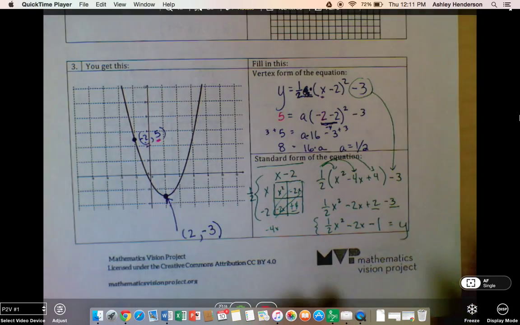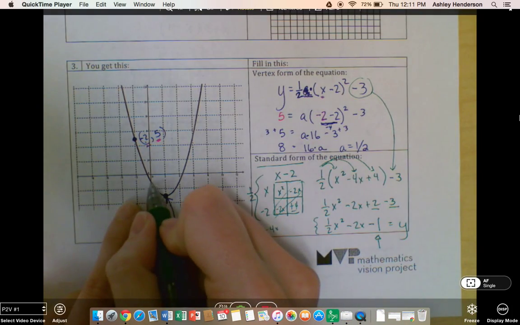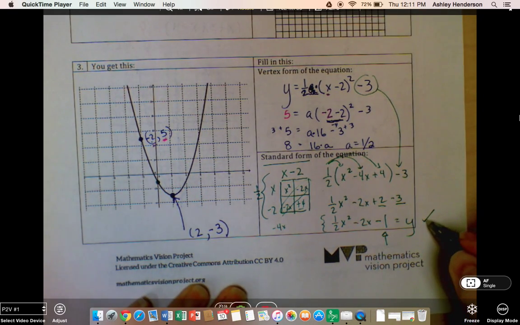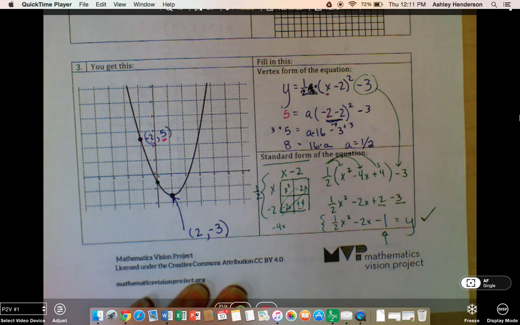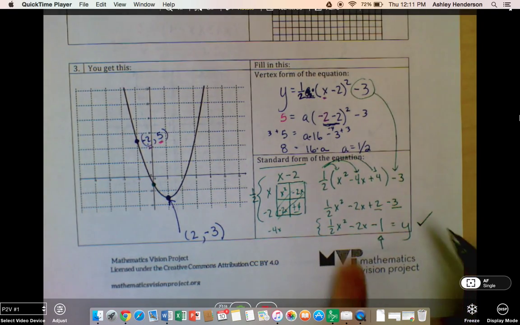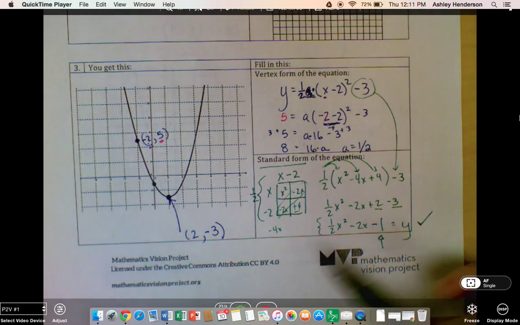And then I can check to make sure it makes sense. Does my y-intercept look like it's at about negative 1? It sure does, right about there. So it looks like it checks out. If I wanted to, I could then factor this by doing the AC method, but because this is 1/2 times negative 1, you're probably not going to get something that factors cleanly into integers or even into rational numbers.